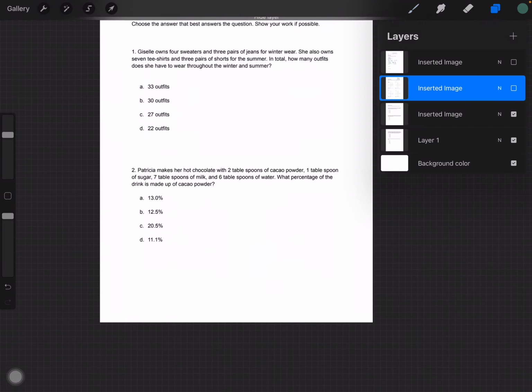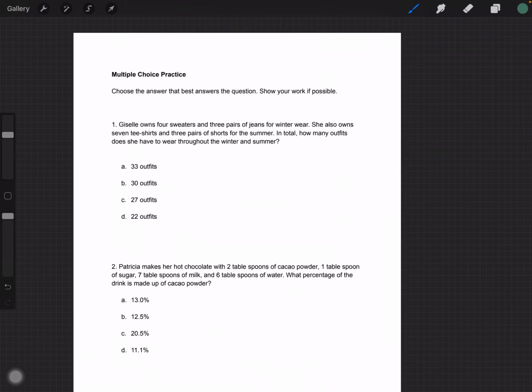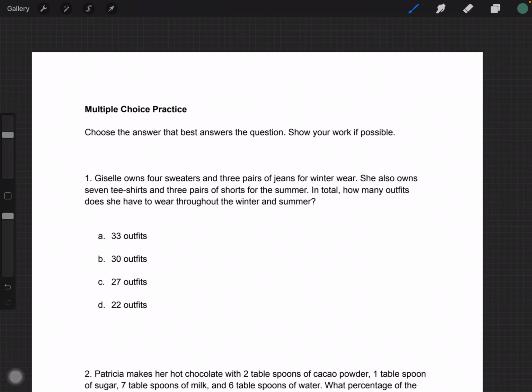Alright. Now we have our word problems. So, Giselle owns 4 sweaters and 3 pairs of jeans for winter wear. She also owns 7 t-shirts and 3 pairs of shorts. Oops, my bad. For the summer. In total, how many outfits does she have to wear throughout the winter and summer?